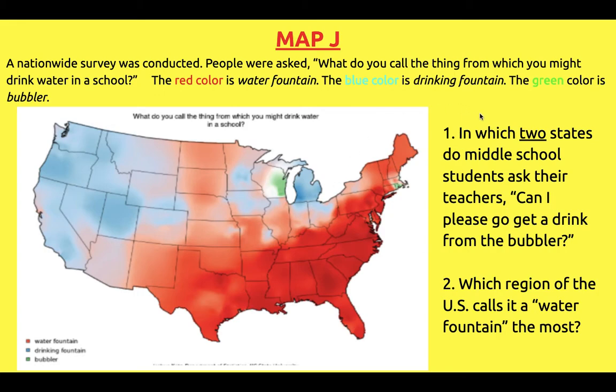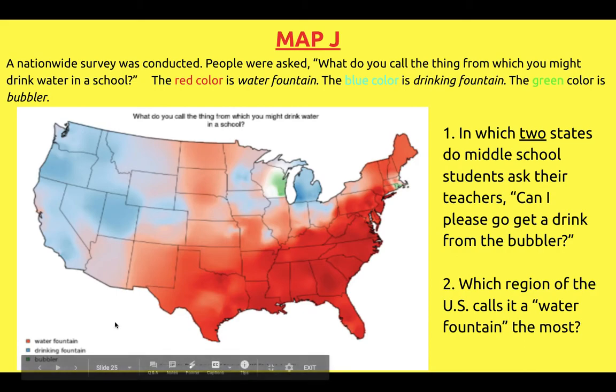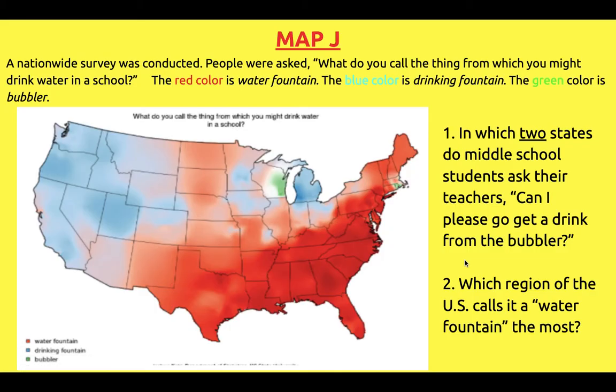Next map is Map J. In a nationwide survey that was conducted, people were asked, what do you call the thing from which you might drink water in a school? The red color is water fountain, the blue color is drinking fountain, and the green color is bubbler. So, in which two states do middle school students ask their teachers, can I please get a drink from the bubbler? So, the color coding's down here, and it's also up here in the description. Number 2, which region of the US calls it a water fountain the most?